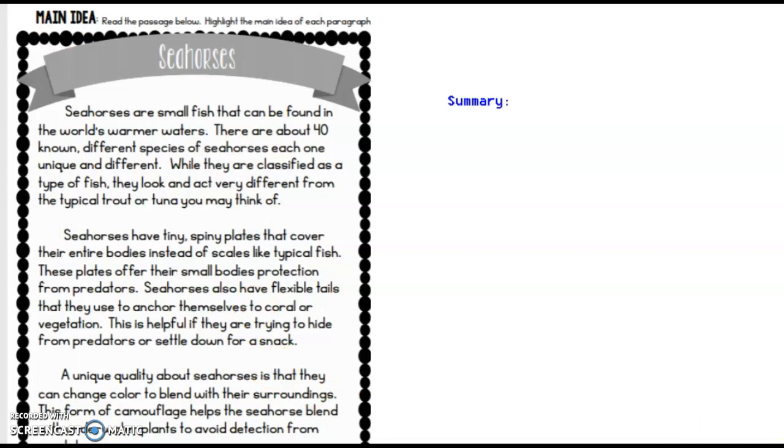All right, we're going to look at an article called Seahorses. Seahorses are small fish that can be found in the world's warmer water. There are about 40 known different species of seahorses, each unique and different. While they are classified as a type of fish, they look and act very different from the typical trout or tuna you may think of. Seahorses have tiny spiny plates that cover their entire body instead of scales like typical fish. These plates offer their body protection from predators. Seahorses also have flexible tails that they use to anchor themselves in coral or vegetation. This helps them if they are trying to hide from predators and settle down for a snack.